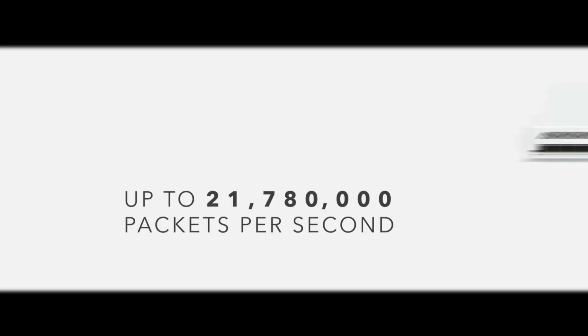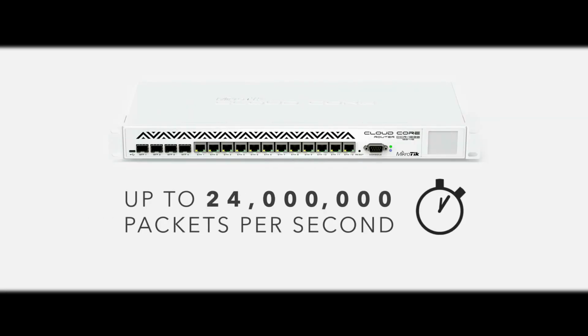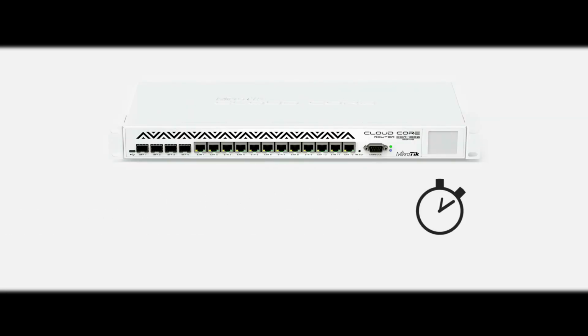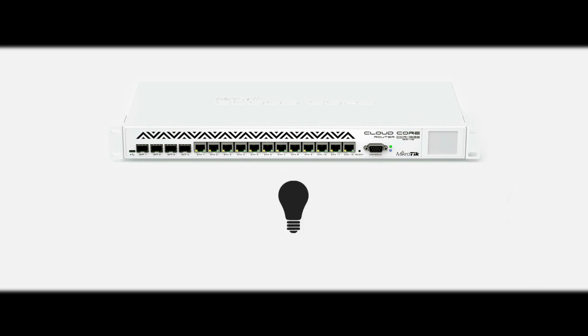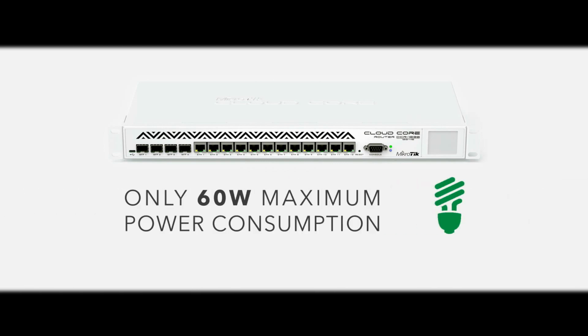Over 20 times faster than our previous top model, the Cloud Core supports throughput of up to 24 million packets per second, or up to 16 gigabits, full wire speed. All this amazing power at only 60 watts max power consumption.